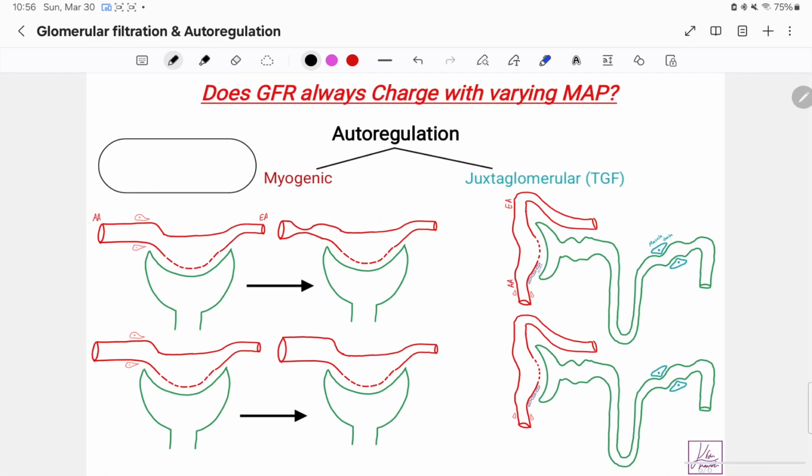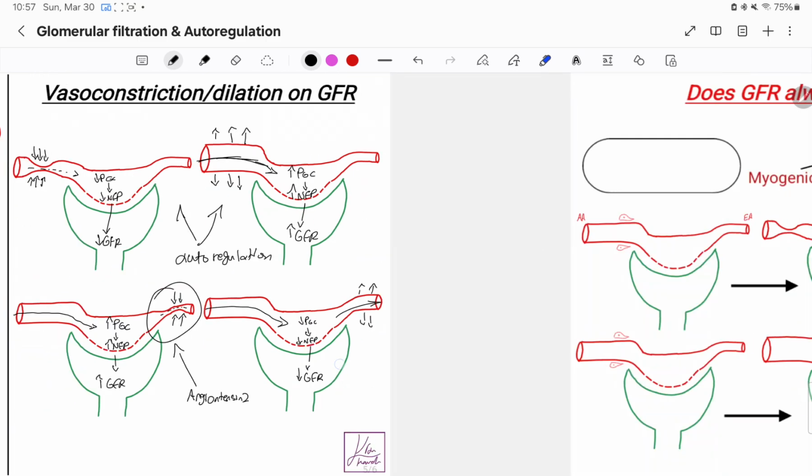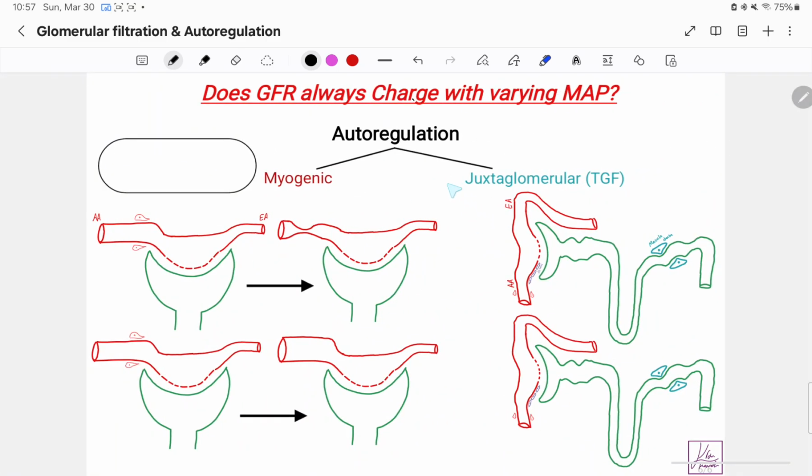Now, finally, the last thing we're going to talk about today is, does the glomerular filtration rate always change with the varying mean arterial pressure? So we said the mean arterial pressure can change the GFR, but the mean arterial pressure changes a lot, for example, during exercise. So does that always change your GFR? That can't be good for the kidney. And the answer is technically no. The kidney has its own autoregulation of blood flow, which has two mechanisms.